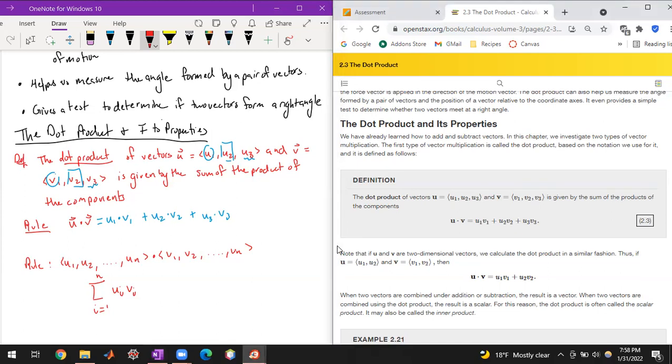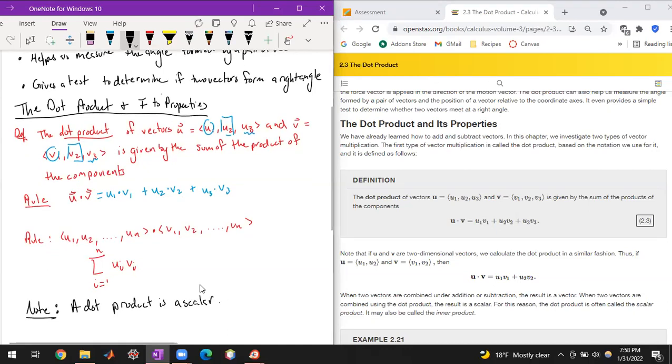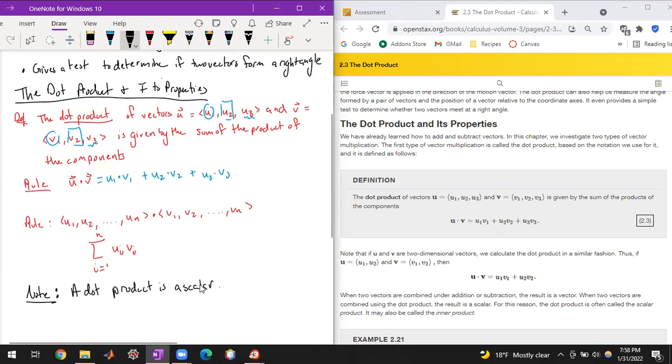So when two vectors are combined under addition or subtraction, the result is a vector. When two vectors are combined using the dot product, the result is a scalar. So that's sort of an interesting result, is that when we add, we're going to get another vector. But when we compute a dot product, we get a number. So for this reason, the dot product is often called the scalar product.